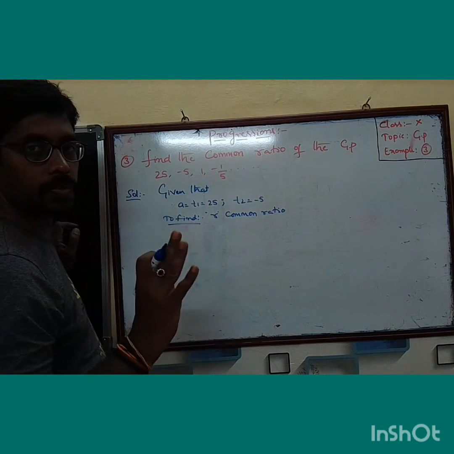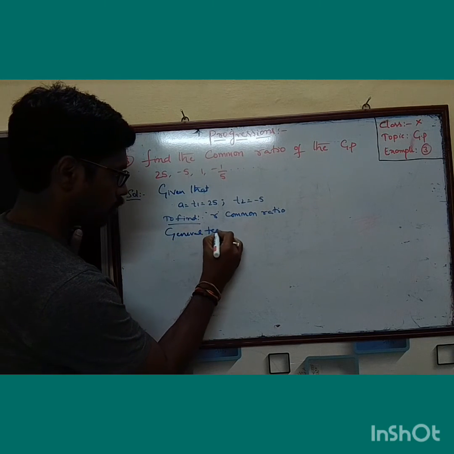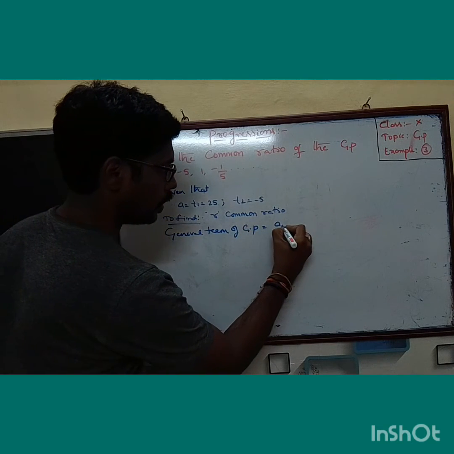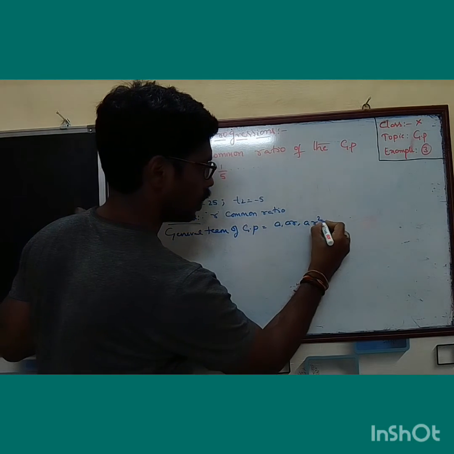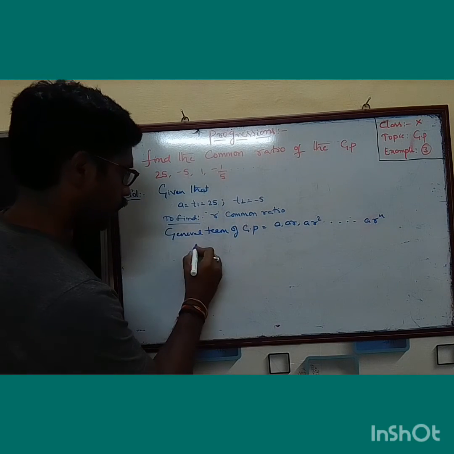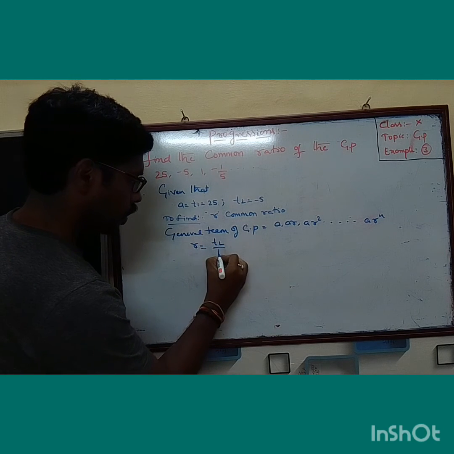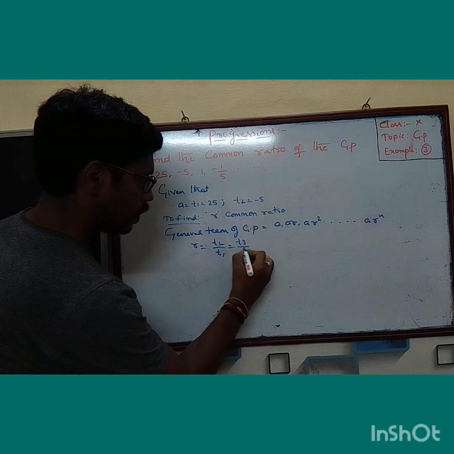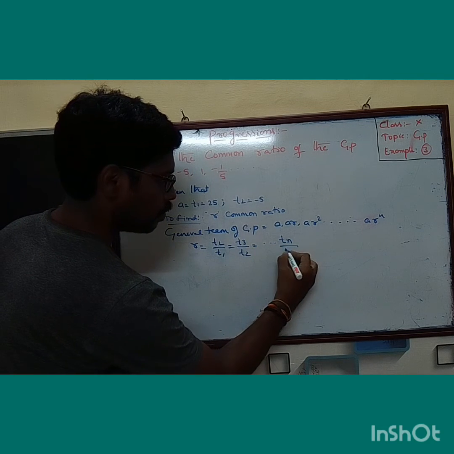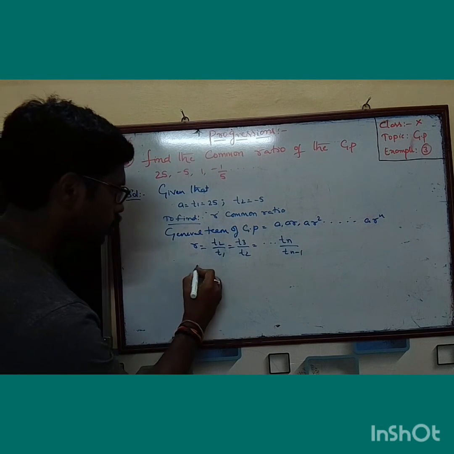First, write down the general term of the GP series. General term of GP is given as A, AR, AR squared, so on, AR power n minus 1. And R is taken as common ratio, that is T2 by T1, T3 by T2, so on, Tn by Tn minus 1. This is the formula. So substitute the values.